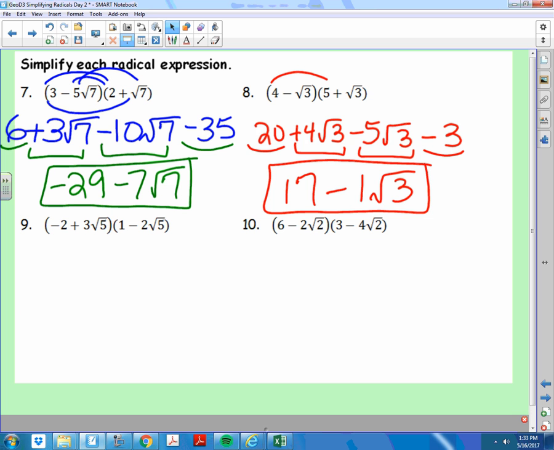You go with number 9, please. FOIL it. And I want to see that middle FOIL step every time, because I need to know if you're multiplying wrong or if you're adding like terms wrong. So FOIL it first, and then simplify it down with like terms.